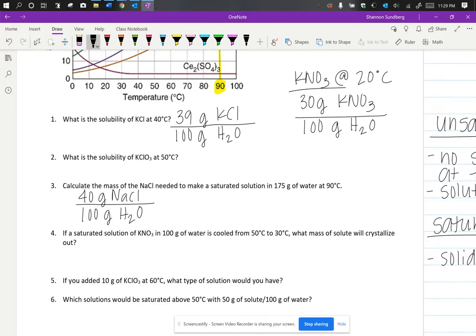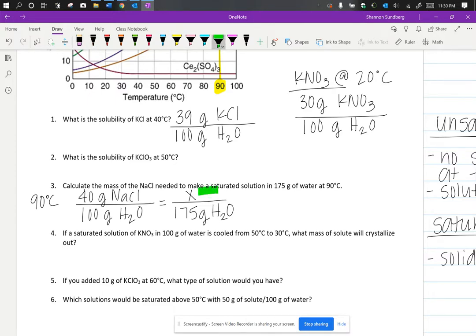But they're not asking us about 100 grams. They're asking us about 175 grams. Well, this is kind of like a proportion. So what you have to do is set it so what you don't know is over what you need to know. So you know that at 90 degrees Celsius, 40 grams of NaCl will dissolve in 100 grams of water. But they're asking you, what if you have a little bit more water? How much could you get in there? Well, we don't know that. Easiest way to solve this problem, one of my favorite things to do, cross multiply.